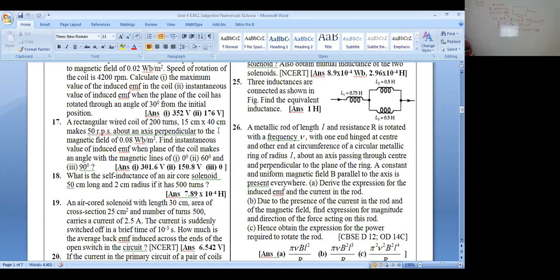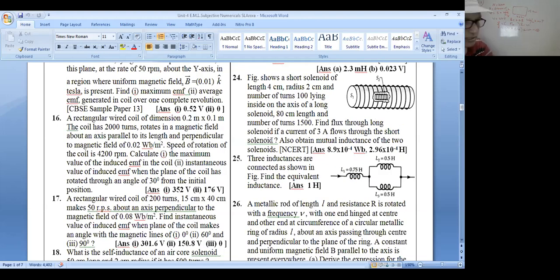Here you have to take care of the unit also. While you are calculating the area and taking the angle, especially think about the angle. If an angle is given between the plane and the magnetic field, or between the normal and the magnetic field, you have to take care of this only here.